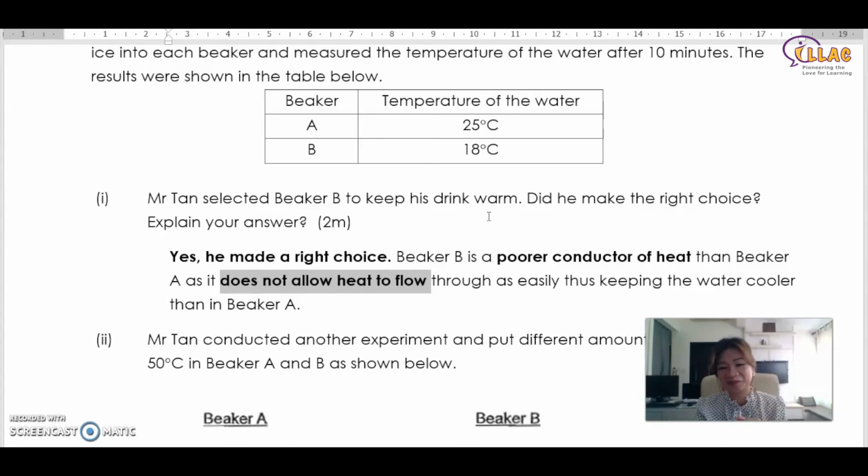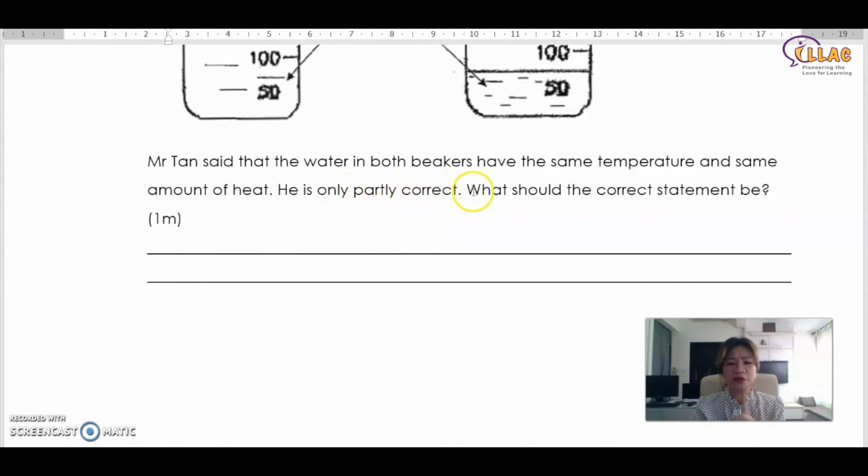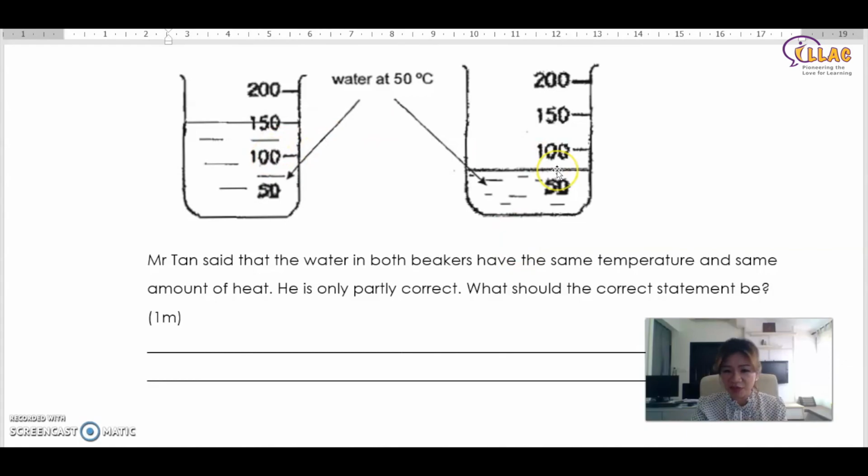Then Mr. Tan conducted another experiment and put different amounts of hot water at 50 degrees Celsius in A and in B. You see, both water is the same temperature, different quantity, that's all. So Mr. Tan said, the water in both beakers are the same temperature and same amount of heat. Oops, he's only partly correct. What is wrong? Same temperature, of course, is correct, right? Temperature is measured, it is 50 degrees Celsius, but is it the same amount of heat? No, it is not. It has the same temperature, but there is more heat in B over in A over here. Why is that so?